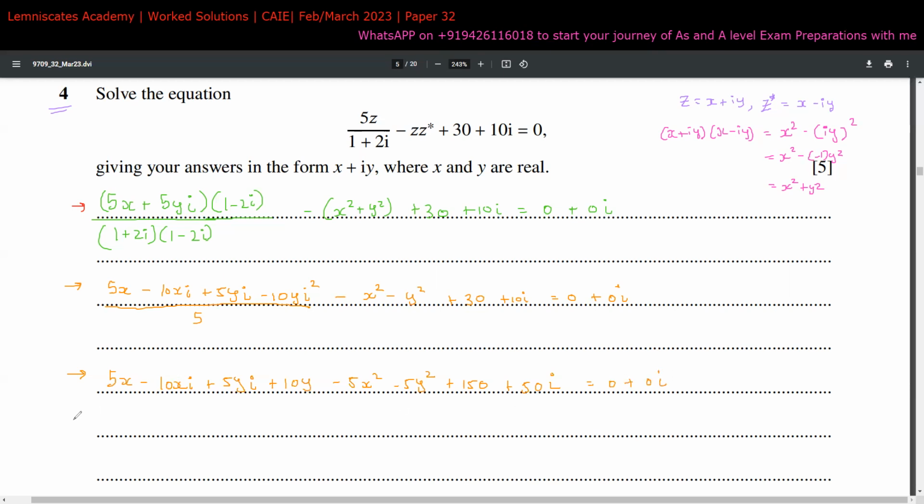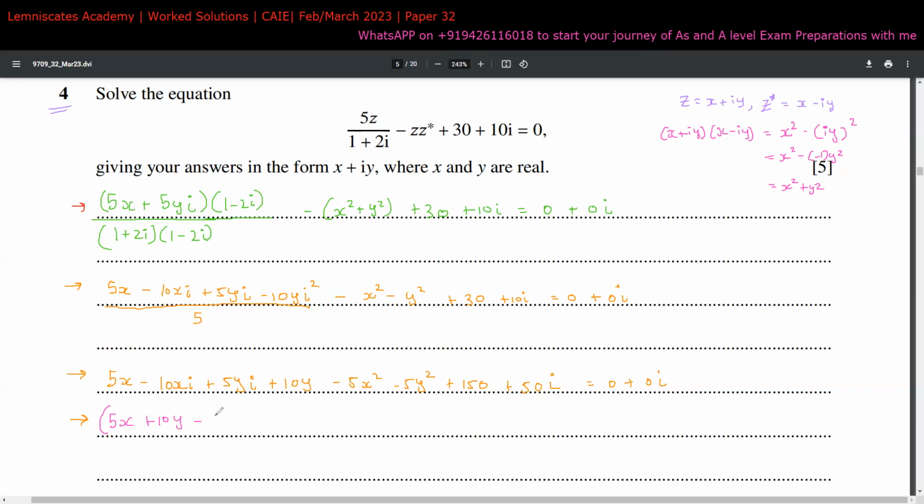Now what I can do is combine the real terms together and equate it to 0, and combine the imaginary terms and equate it to 0. From there, I'll be getting two equations. And if we have two equations with two unknowns, we can obviously go ahead and solve it with some method. So let's try to do that. First of all, let me club in the real parts. So the real part includes 5x, then plus 10y.